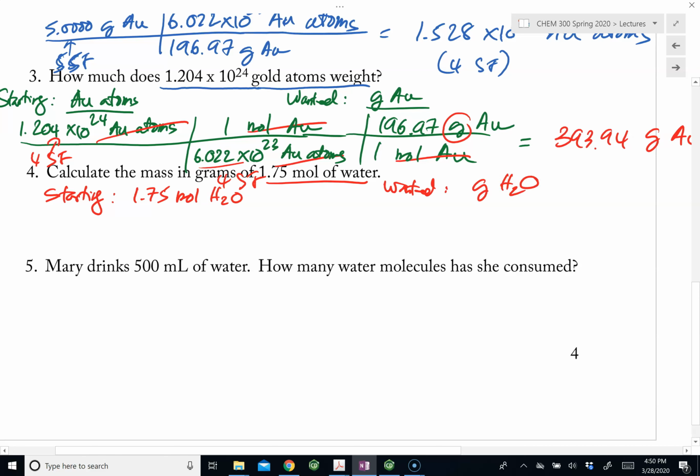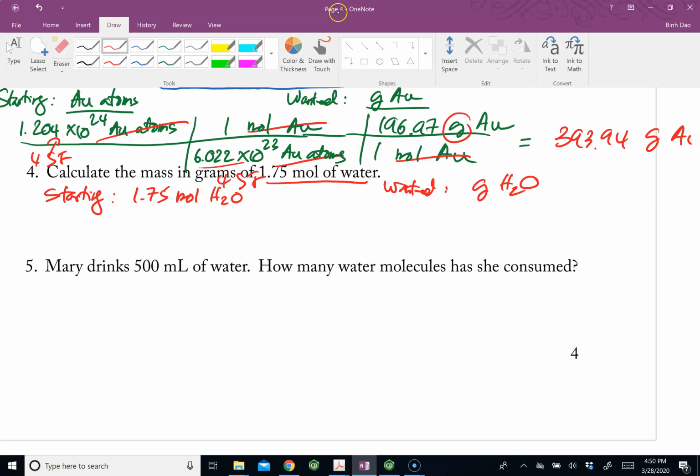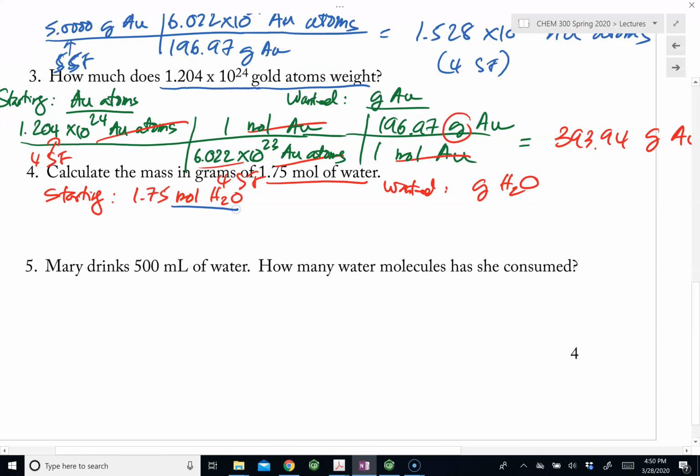So in this case right here, once we have identified the starting and the wanted unit, we will then see that we need to convert between mole of water into gram of water. To convert from mole of water into gram of water, we have to use the molar mass, right? Because mole here and mass here. So to convert between mass to mole or mole to mass, we'll be using the molar mass of the substance. And the molar mass of water is 18.0 gram of water over 1 mole of water.